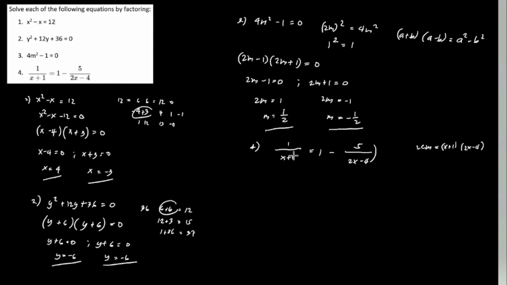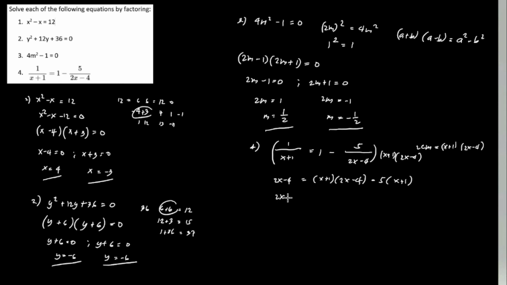And we will multiply by the LCM, which is x plus 1 and 2x minus 4. 1 over x plus 1 times x plus 1 times 2x minus 4, the value is 2x minus 4. And equate that to 1 times x plus 1 times 2x minus 4, and minus 5 times x plus 1 times 2x minus 4 all over 2x minus 4. The remaining is 5 times x plus 1. And simplify.